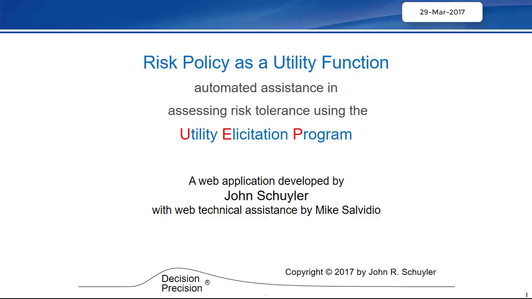Welcome to this guide about using a utility function to represent personal or enterprise risk policy. In the recommended form, a simple scaling factor, the risk tolerance coefficient, is sufficient to define a logical, consistent risk policy. The Utility Elicitation Program, UEP, is designed to capture one's risk attitude in this single parameter.